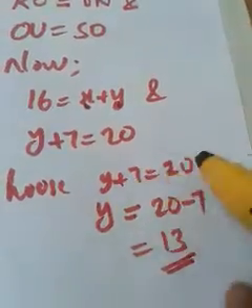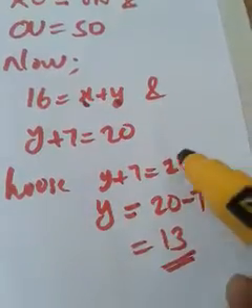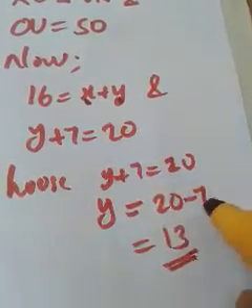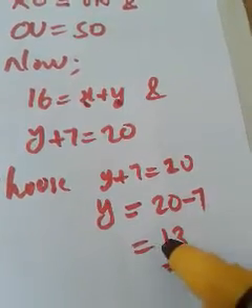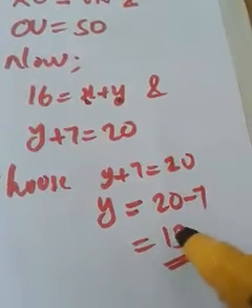Once again, y plus 7 is equal to 20. Keep y on the left side, and 20 is on the right side. Plus 7, when you take it to the right side, becomes minus 7. So 20 minus 7 will be what? 13. Any problem? No. So we got the value of y as 13.